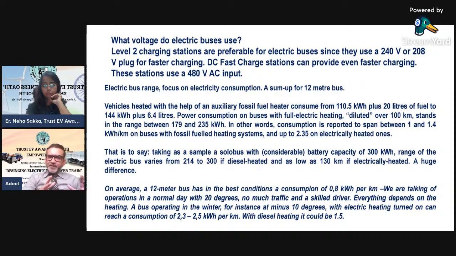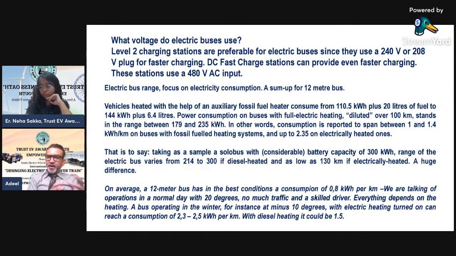On average, a 12-meter bus has, in the best conditions, a consumption of 0.8 kilowatt hour per kilometer. We are talking of operations on a normal day with 20 degrees, not much traffic, and a skilled driver driving the bus. Everything depends on the heating.